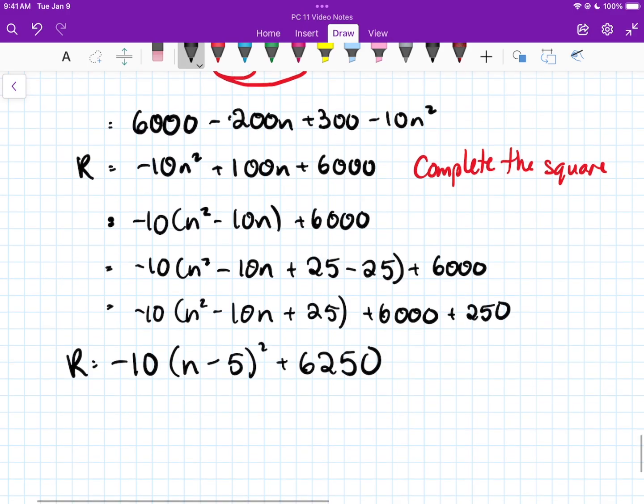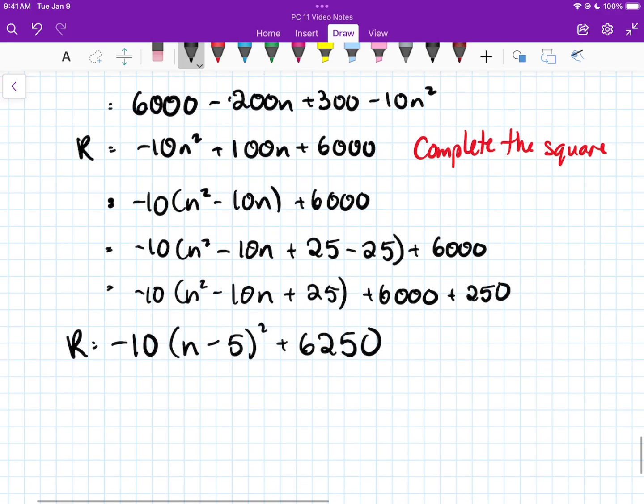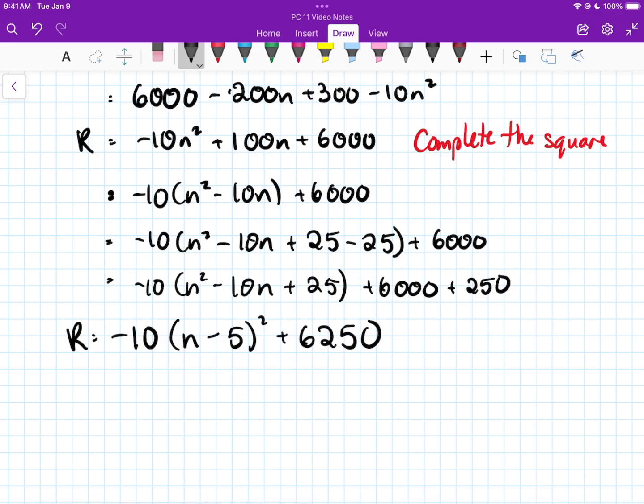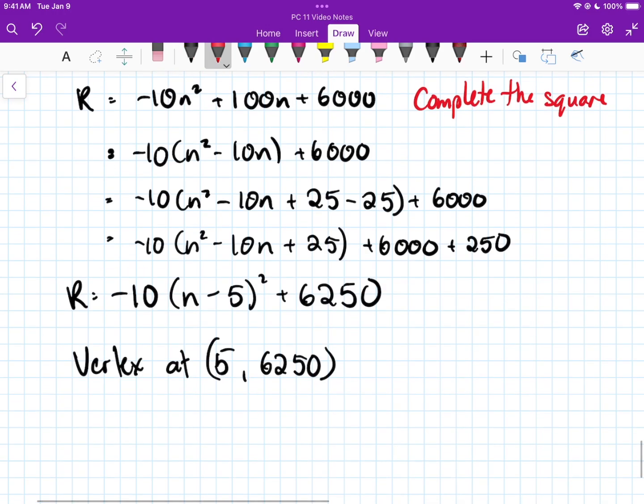So once again, don't jump to conclusions as far as what this equation is telling you. You don't want to just say, oh, okay, this is my vertex, I'm done. So our vertex is at (5, 6,250). But we've got to think about what those things mean. So just like in the fence questions where we were finding length or width and then area, here, 6,250, that is our maximum revenue. That's R, right? It's a Y value, but we don't have Y.